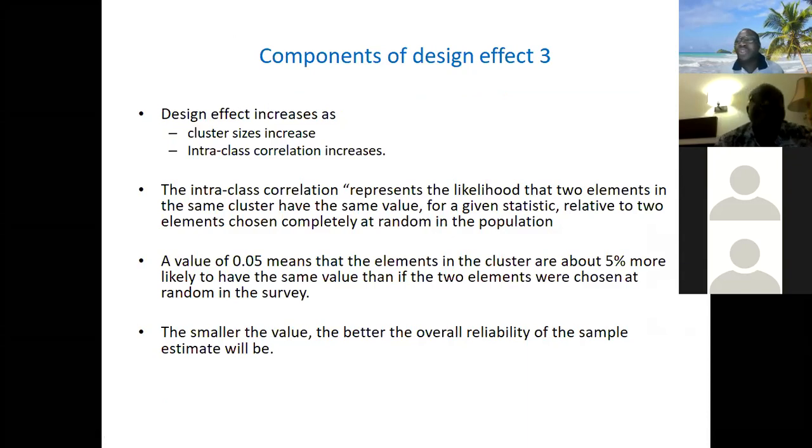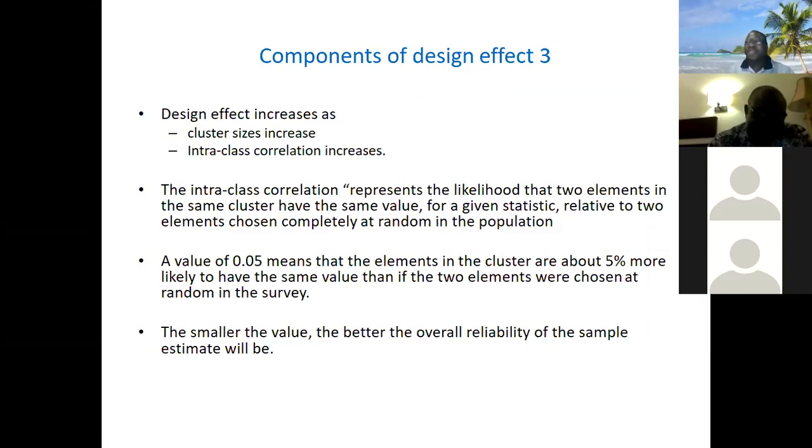If the intra-class correlation is 0.05, it means 5%. When you multiply 0.05 by 100, it's 5%. It means that the elements in the cluster are about 5% more likely to have the same value than if two elements were chosen at random. The bigger the intra-class correlation, say 0.2, the smaller the value; they are 20% more likely to have similar reliability of the sample.